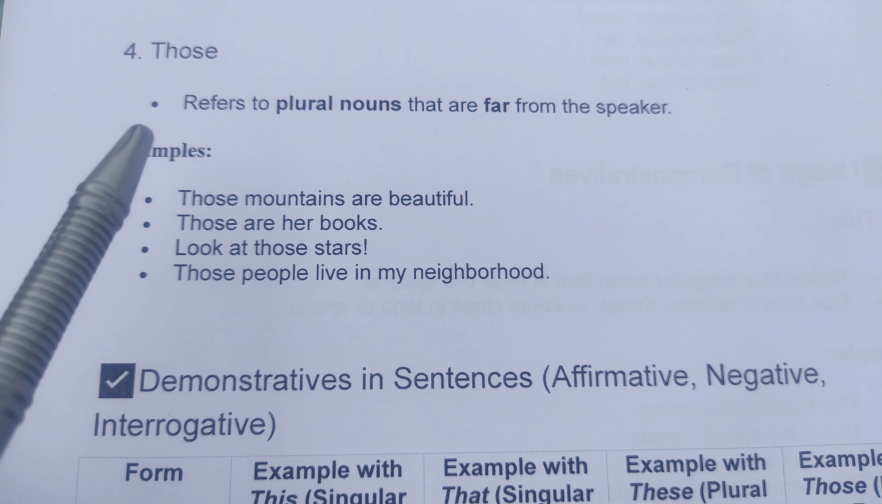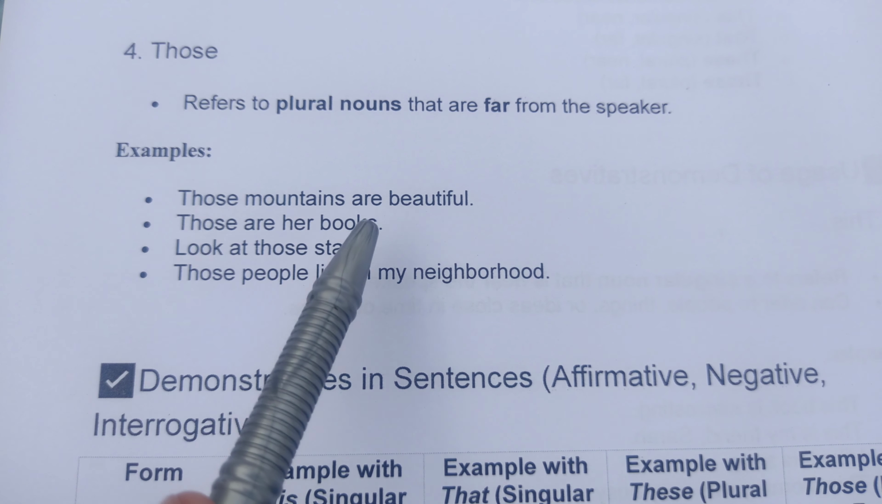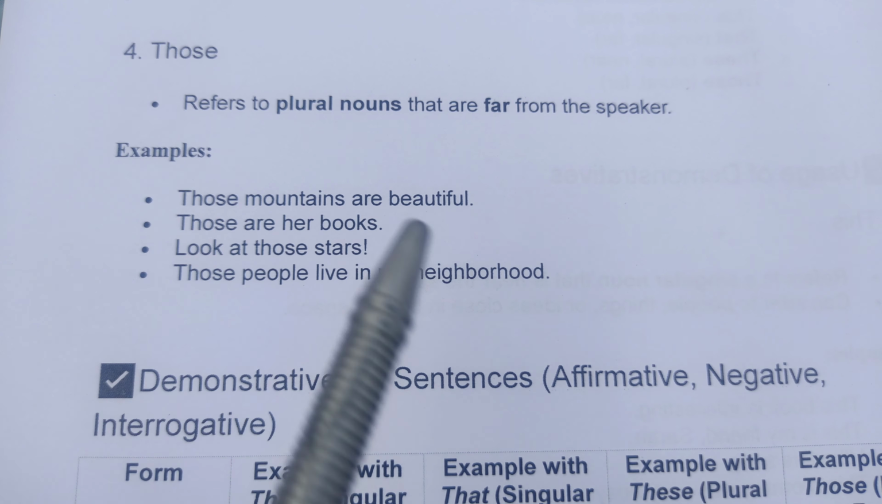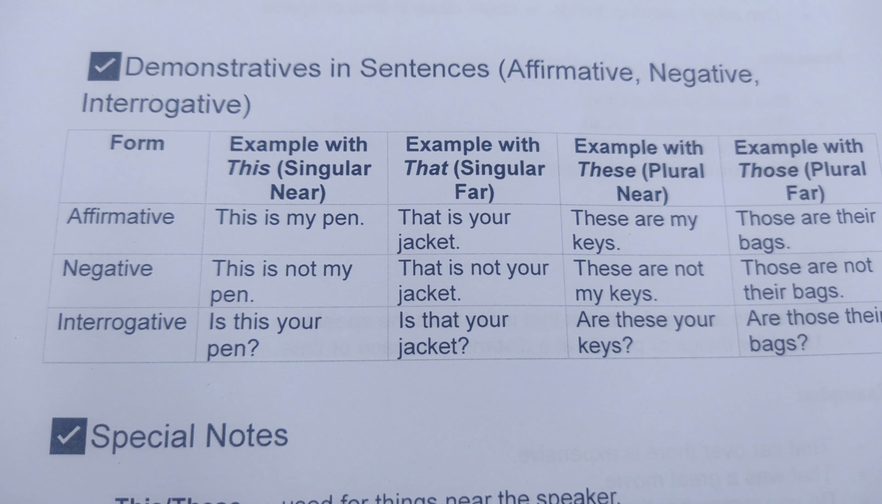Number 4, those refers to plural nouns that are far from the speaker. Examples: those mountains are beautiful, those are her books, look at those stars, those people live in my neighborhood.